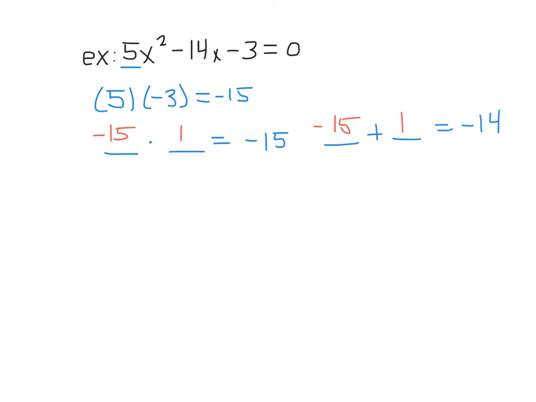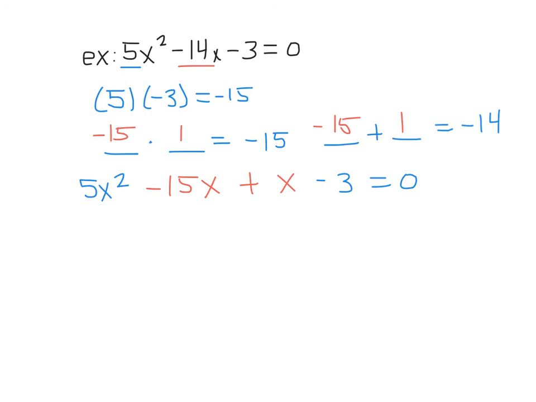So we're going to rewrite our quadratic. We keep the 5x squared. We replace the negative 14x with negative 15x plus 1x, or just x. And then we've got minus 3 equals 0. All right, so we can see that if we just combine those two x terms, negative 15x plus x, we would get back to the negative 14x we had originally.